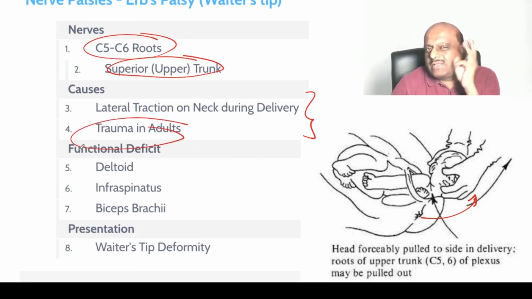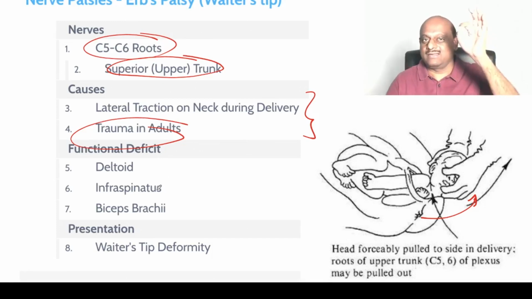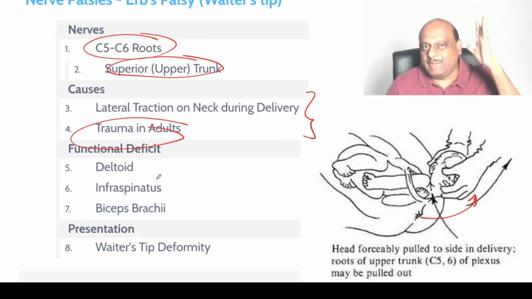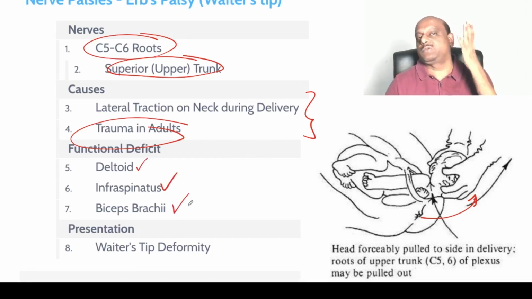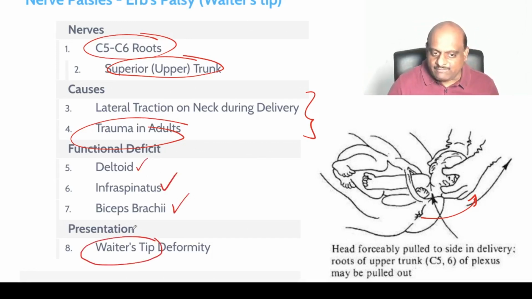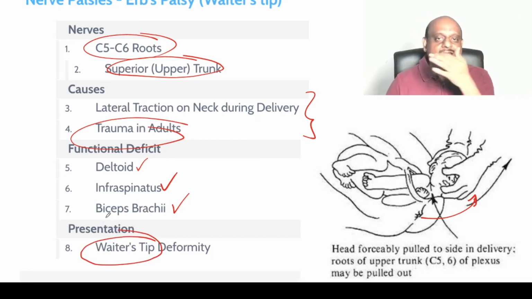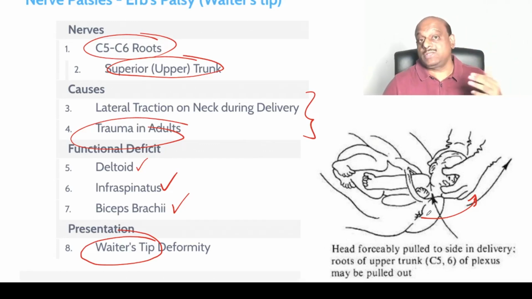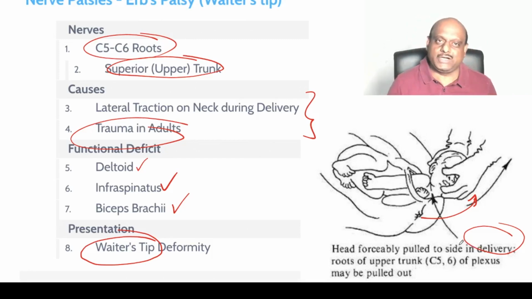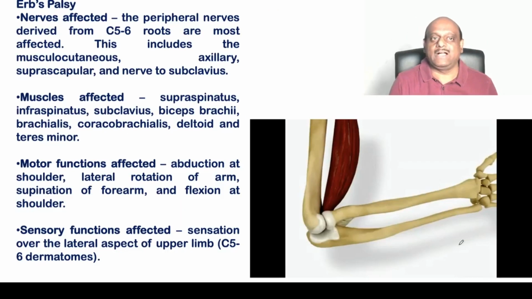Now, what are the 3 muscles which are injured whenever there is a Erb's palsy? Deltoid, infraspinatus and biceps brachii. And that lead to the development of the waiter tip position. So these are the essential 5 to 6 bullet points you need to remember. So whenever the head is forcibly pulled to the side in the delivery, the roots of the upper trunk C5, C6 are injured, and that lead to the development of the Erb's palsy.